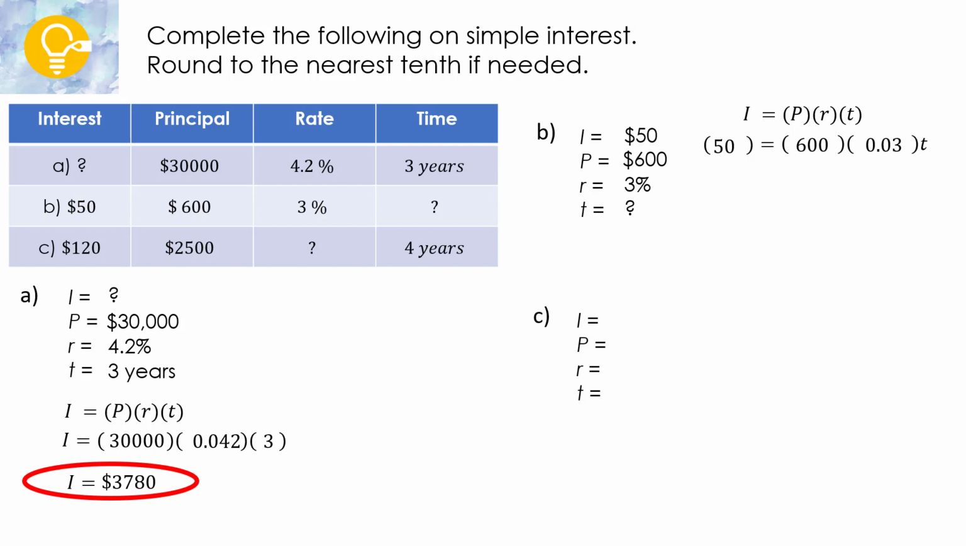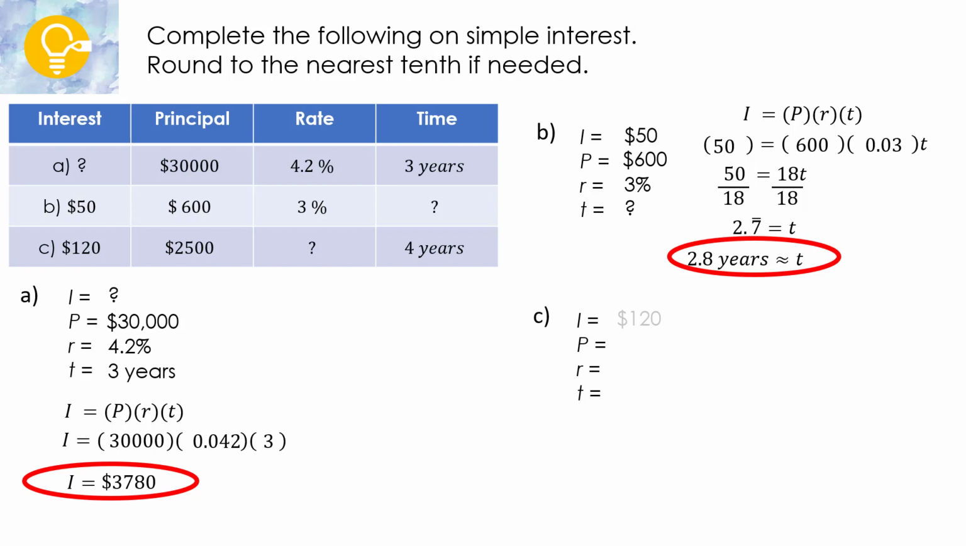Our principal is $600. Our rate is 0.03. Hopefully you remember to change it to a decimal. We're going to take 600 times 0.03. That gives us 18. Now we have 50 equals 18t. To get t by itself, we divide by 18. And this gives us 2.7777. Remember, it asks us to round to the nearest tenths place. When we round, we end up with 2.8 years.